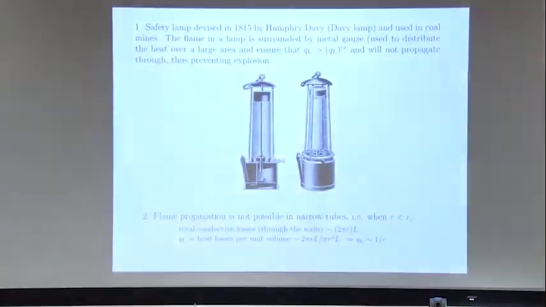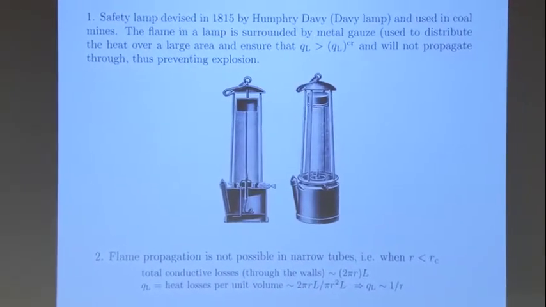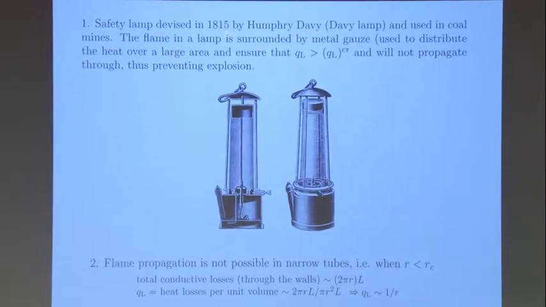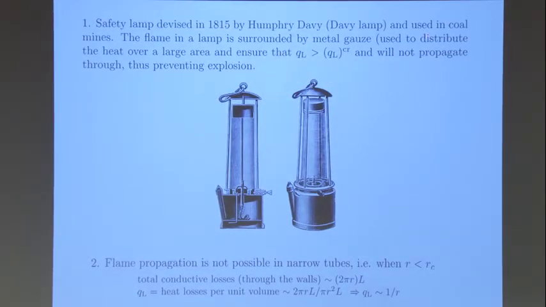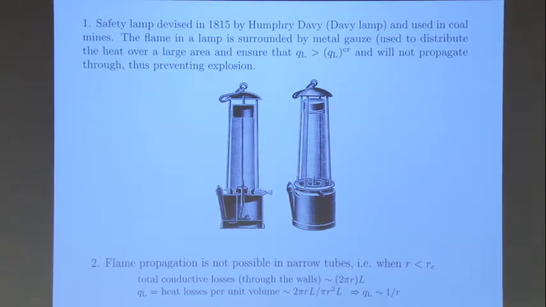All right, I'm going to take a break in a minute, but I want to mention a couple of things. This is the safety lamp invented by Humphrey Davy in the 1800s, and it was used in coal mines to have some light, but to avoid any explosion in the mine. And so what you needed is a flame that will not propagate out due to all the dust that you have in the mine that can cause an explosion.